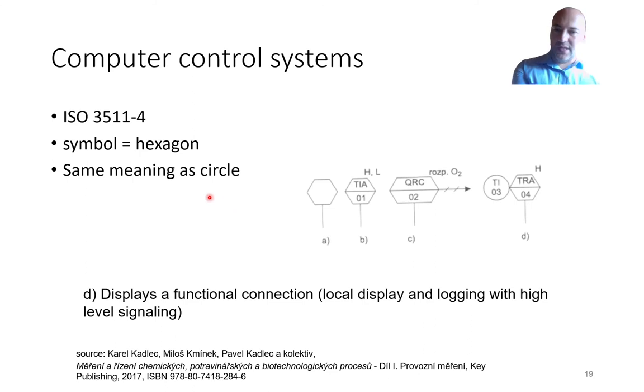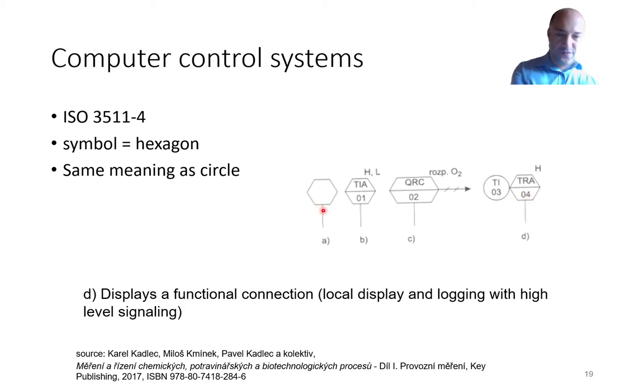Now, how about if we have a computer controlled system? So far, what we've just seen was assuming that we have, for example, a programmable controller or a local control that is not controlled by computer. There is a slight modification of the standard when it regards the computer controlled systems. So the symbols are similar, but you may recognize directly that the technology is controlled with a computer. And the symbols are shown here.